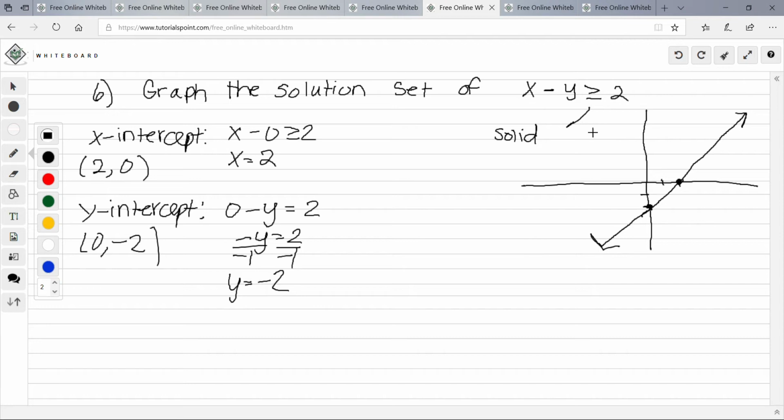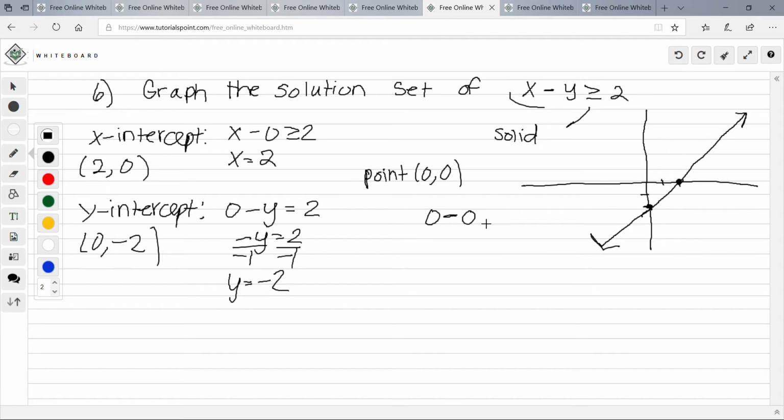Now, since this is an inequality, you have to figure out which side you are going to shade, this side or the bottom side. To do that, you pick a point that doesn't lie on the line. The simplest point I'm going to use is 0, 0. If the line passes through the origin, you can't use 0, 0. Then I put the point 0, 0 into the original equation, so that would be 0 minus 0.